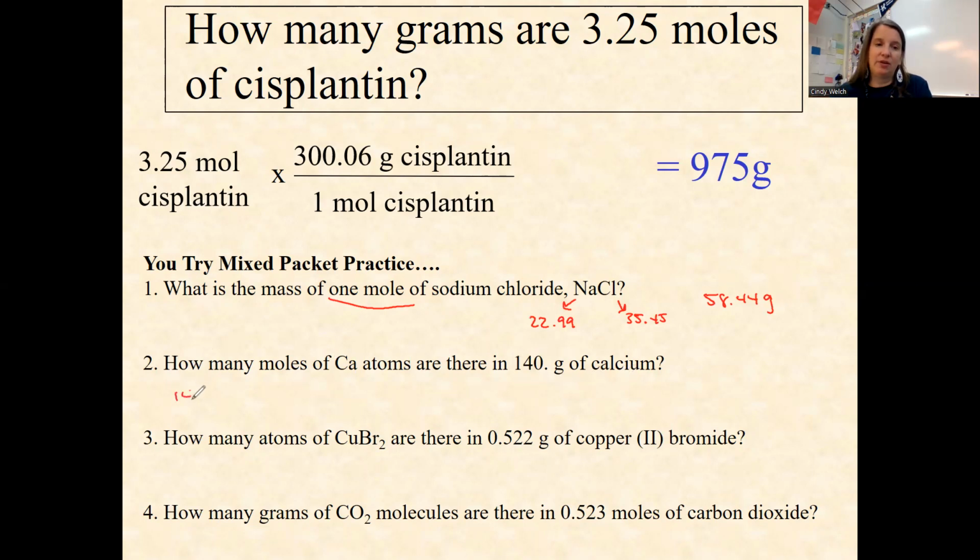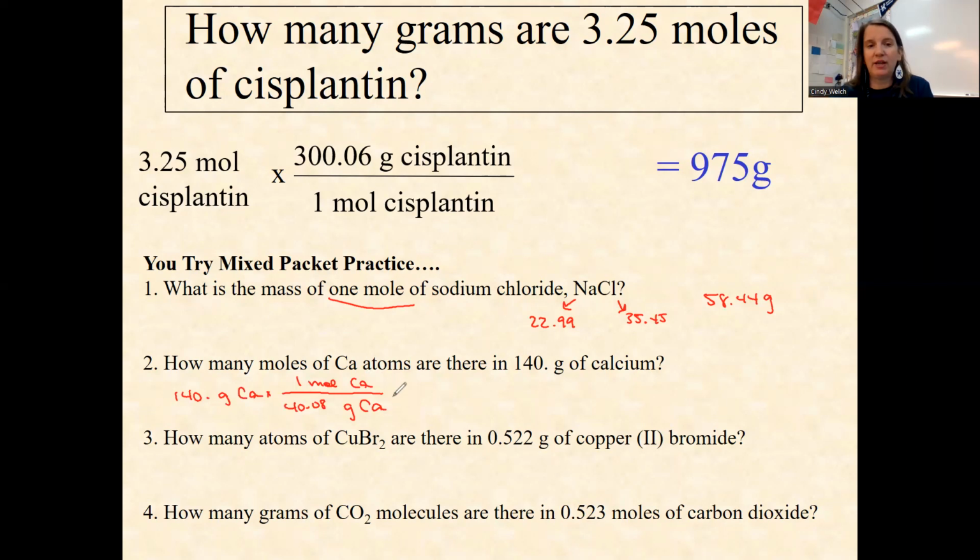So I would start by writing my given here. Now, because I started with grams at the front, I have to put grams of calcium down here. The number that goes with grams is the molar mass from the periodic table. So 40.08. And that's going to be in 1 mole. Are we done setting up our problem?